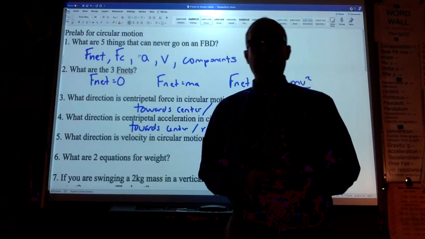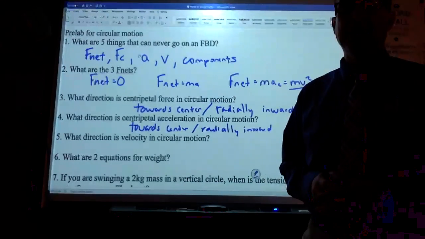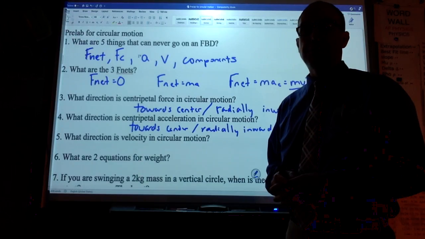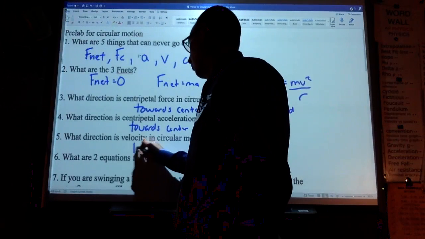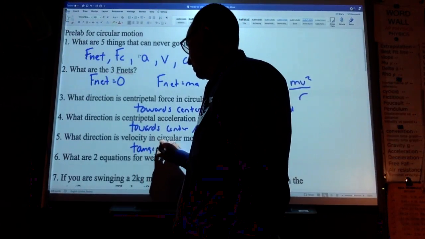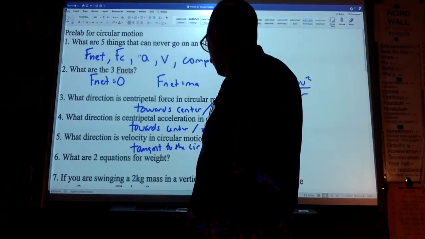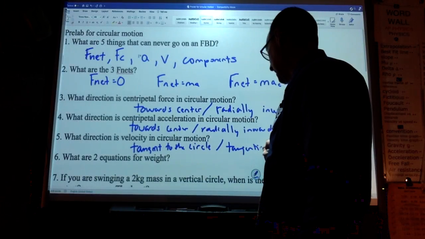What direction is velocity? As something goes around in a circle, its velocity is always trying to continue in the direction it's going. It's always trying to go in a straight line. Inertia is dragging it that way. So we would say tangent to the circle, or you could say tangential.